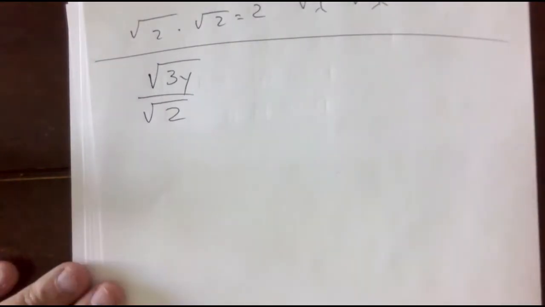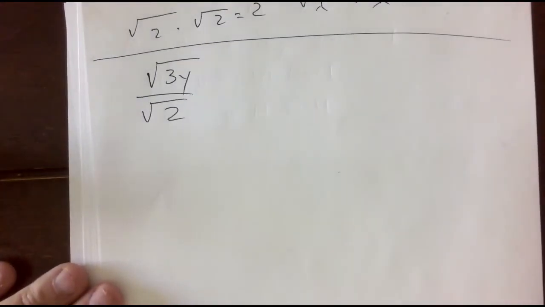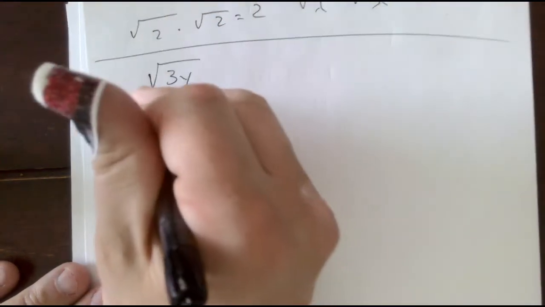So if we have the square root of 3y over the square root of 2, okay? So we're going to, Emmett, what are we going to do? What are we times in the top and the bottom by? 3 and 2. What is the bottom? What is the denominator? 2.